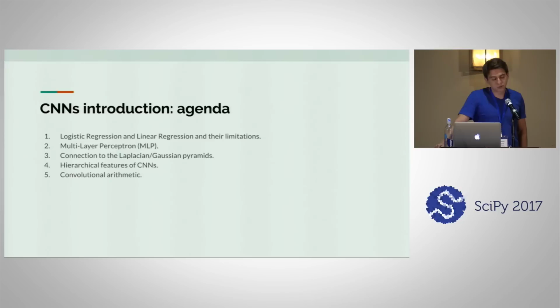convolutional arithmetics. The main idea that I will try to convey in the following 10 slides is that, first, the machine learning world came up with the multilayer perceptron, and a lot of ideas like the Laplacian and Gaussian pyramids were captured from computer vision research. Combining multilayer perceptrons and Laplacian pyramid ideas gave rise to convolutional neural networks, and I'll explain that in the following slides.